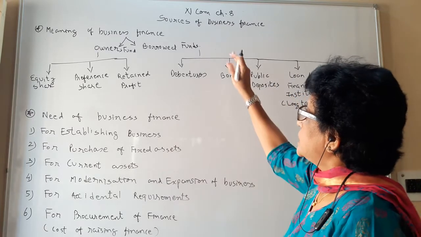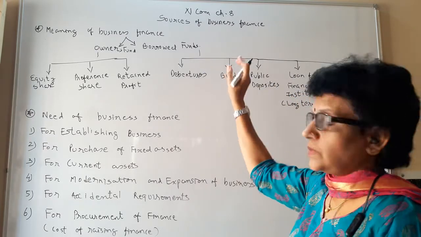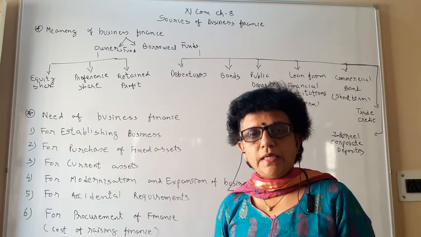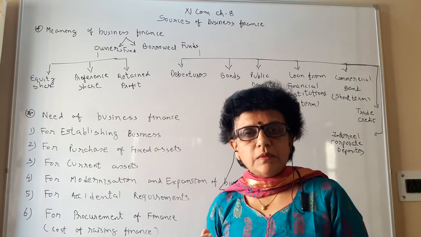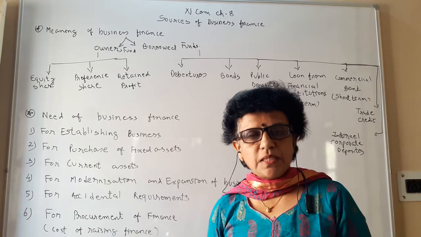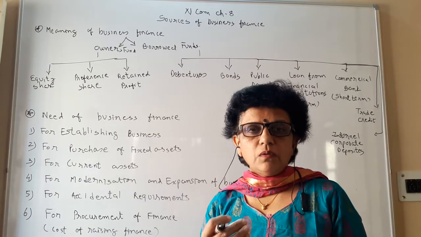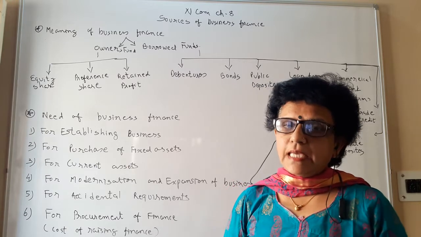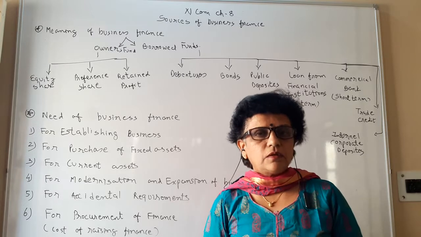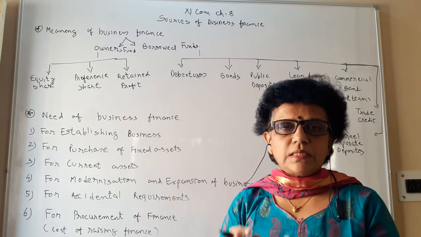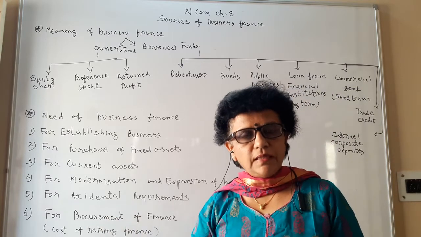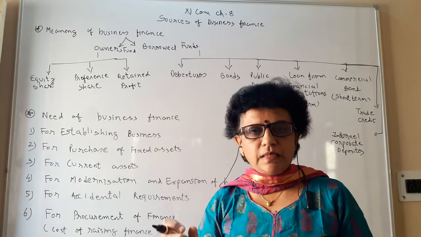We now begin with the new chapter, chapter 8, Sources of Business Finance. If you want to start a business, you need finance. Finance, in terms of our accounting, is capital. Without capital, no businessman can start a business. Whatever the owner brings into the business, whether cash, furniture, a building, land, or goods, we call it capital. And that is the finance for the sole proprietor and partnership.